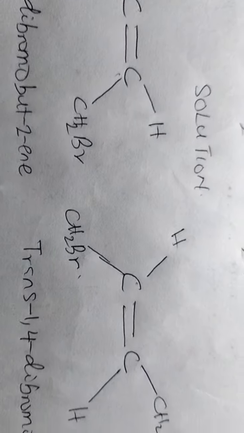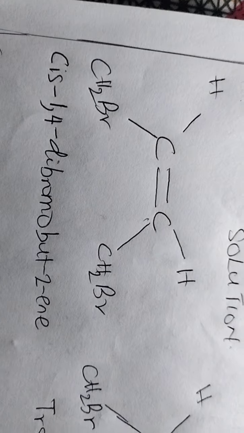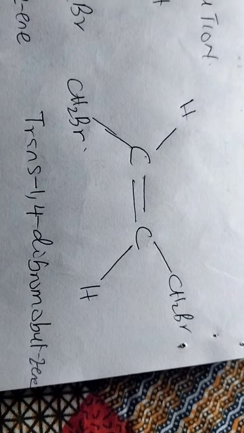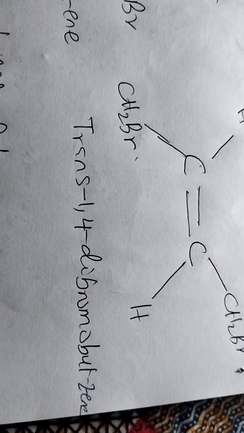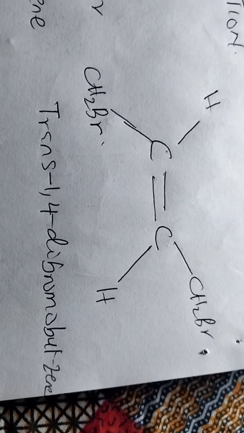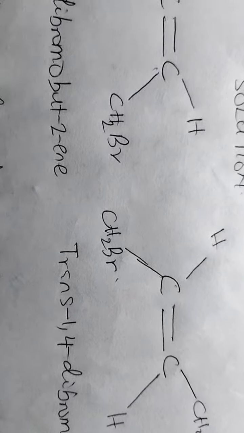Then the next one, look at the difference between the two. The position of the groups. So the one is called trans-1,4-dibromobutene. So the two are geometric or stereoisomers of the compound given above.